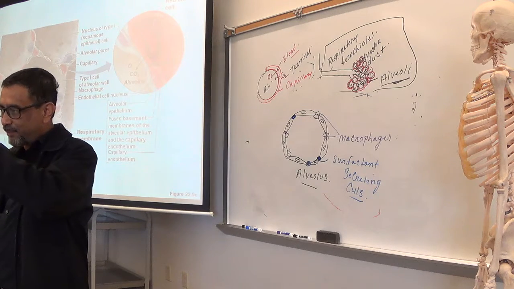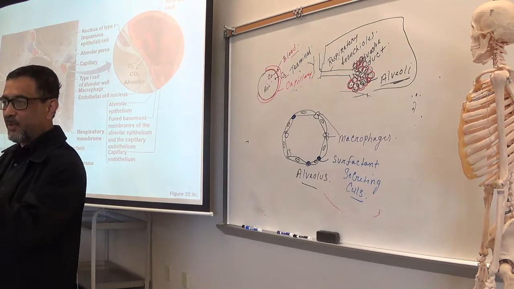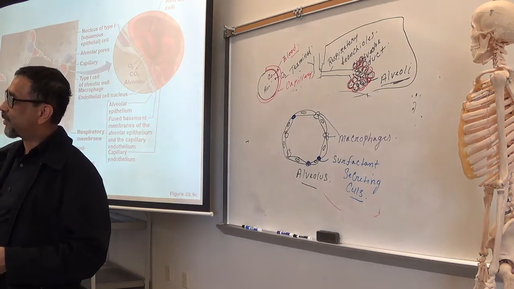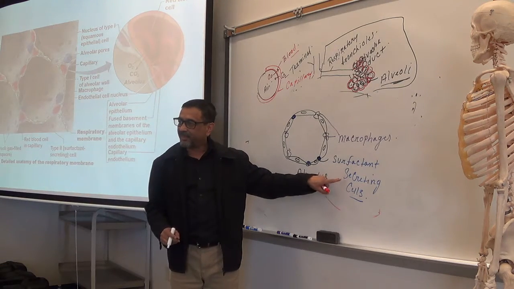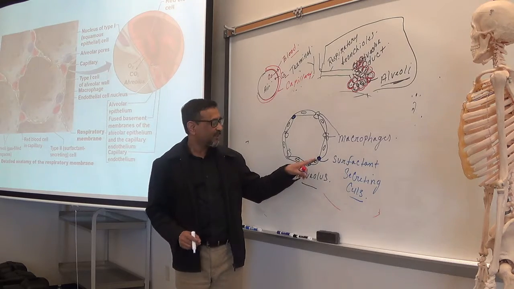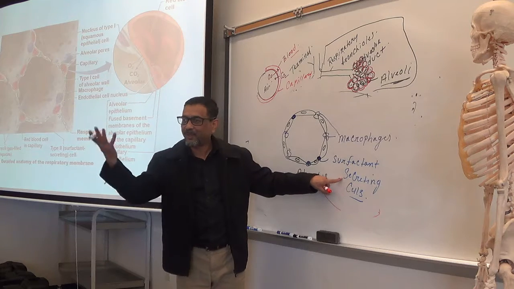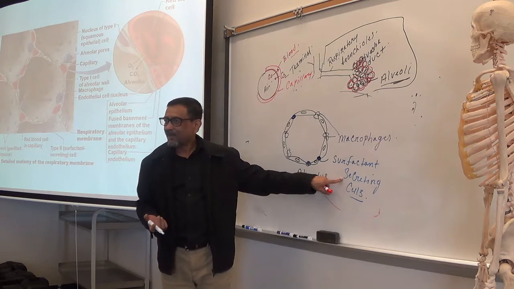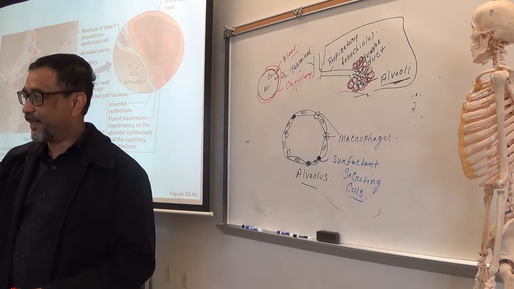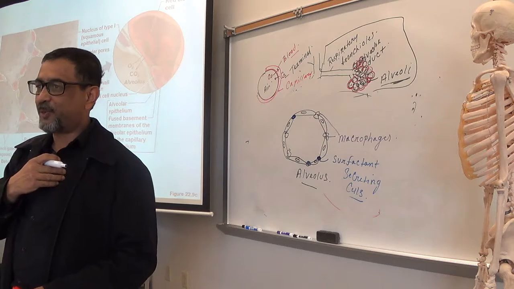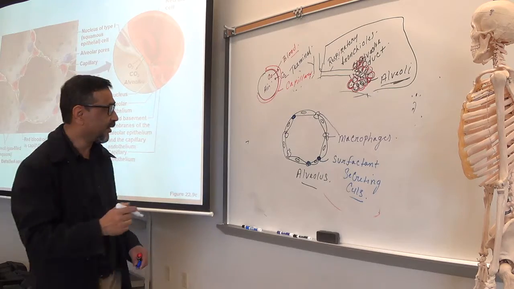One is what? Macrophages. They do what? Engulf, phagocytosis. And another type of cell, very important, is called what? Surfactant secreting cells. So these cells secrete what? Surfactant. That's why they are called surfactant secreting cells. Now what is surfactant? I mentioned at the very beginning, a very important fluid must be present in the lung. That is called surfactant.